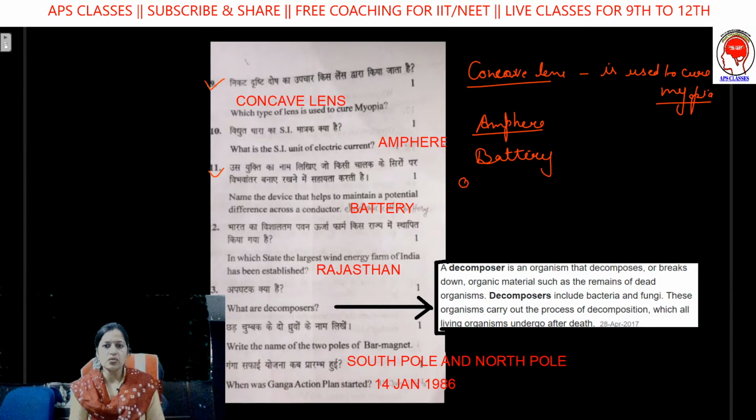Next is your question number 12. And question number 12 is in which state the largest wind energy farm of India has been established? So Rajasthan is the state which has the largest wind energy farm of India that has been established.